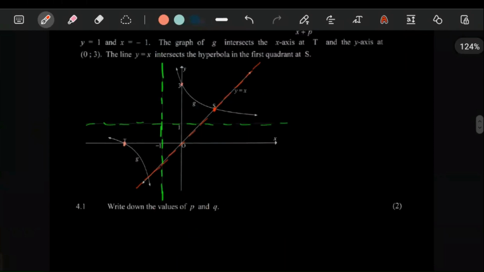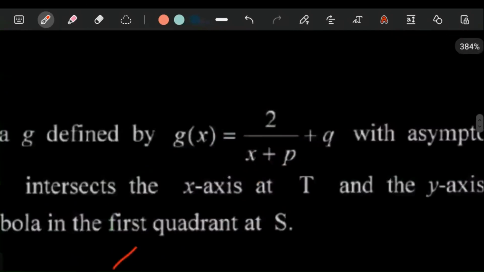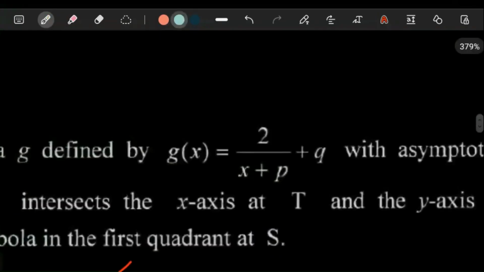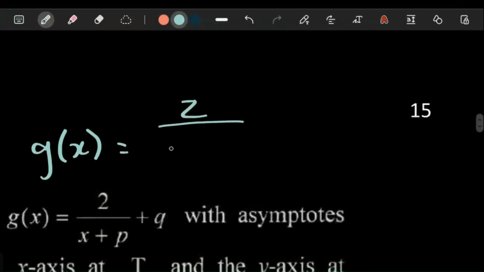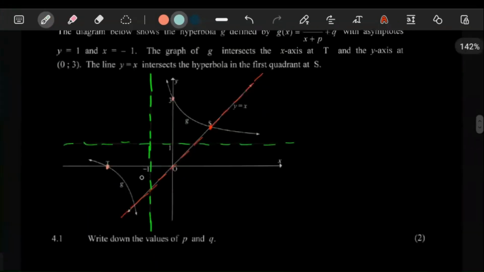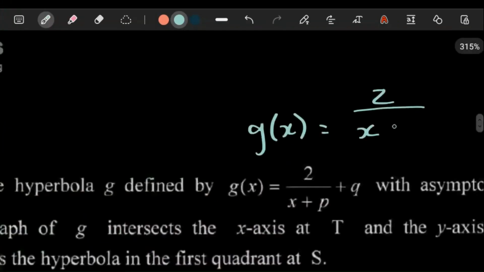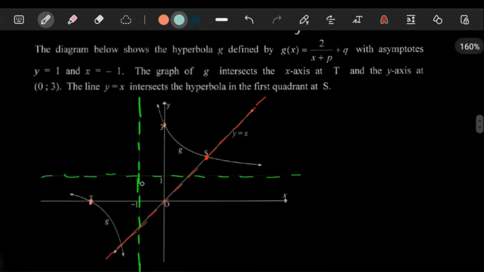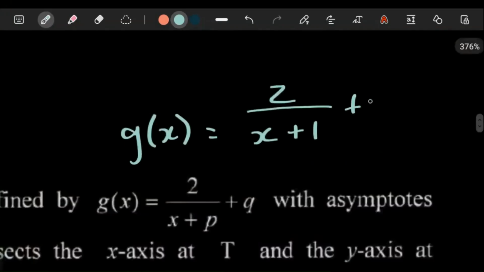Write down the values of p and q. So if you look at your equation here, remember p represents the x asymptote, the asymptote that passes the x-axis. Q represents the asymptote that passes the y-axis. So here we have technically the equation g of x, 2 at the top. Since this is like -1 here, you'd have to put a +1. And then for the y asymptote, you take it as it is. If it's a +1 here you're going to put a +1.